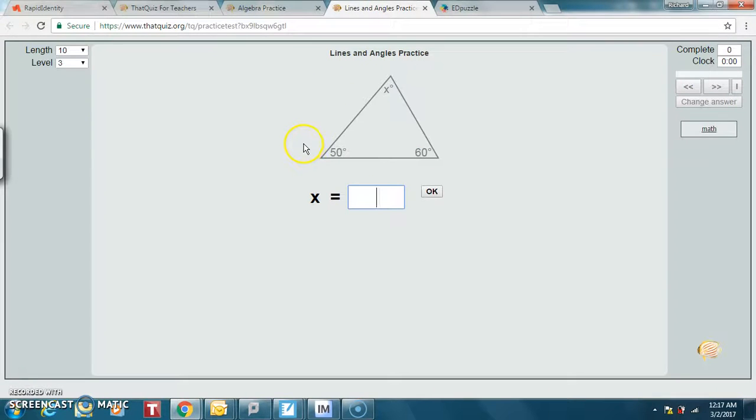Also, right now we're discussing parallel lines, angles and triangles in geometry. And for instance, if you see a triangle and you're given two of the angles, the three angles of a triangle have to add up to 180 degrees. So this would be 50 plus 60. What is angle x? Well, 50 plus 60 is 110. Subtract that from 180, and you will get 70 degrees.